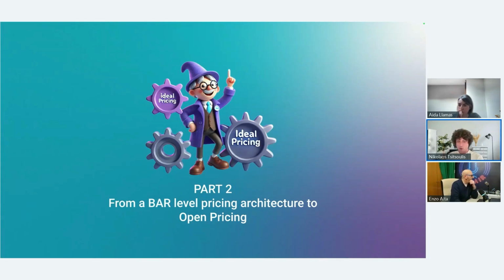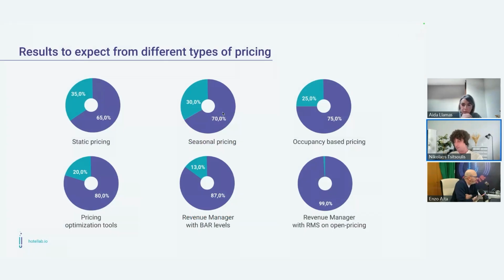Now, before going into very advanced pricing scenarios, let's see how we can price a property manually using a BAR rate grid scenario. Here we can see that the more advanced the pricing strategy is, the less money we're leaving on the table. That's why it's really good to move away from static pricing to seasonal pricing and occupancy-based pricing. Lots of hotels in Greece, which is our core market, are still on occupancy-based pricing, moving into more advanced tactics. But if we want to leave as little money on the table as possible, we need to go to a full open pricing strategy.